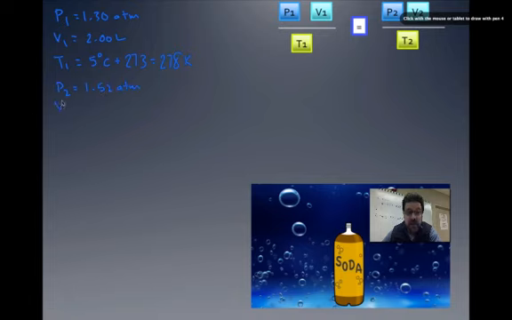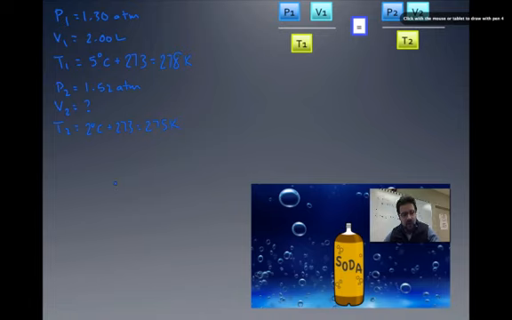Our V2 was unknown, so for that I'll just put a question mark. And our T2 was given to us at 2 degrees Celsius, but again, 273 we're going to add to that to change to kelvins, and that will give us 275 K. All right. So we have 5 out of the 6 variables, and what we've got to do then is figure out how to get V2 all by itself.